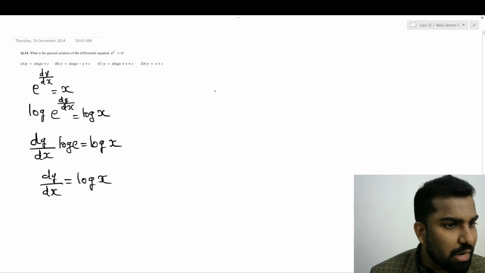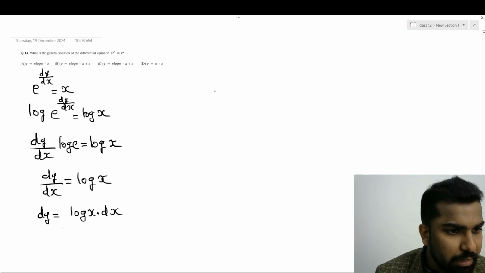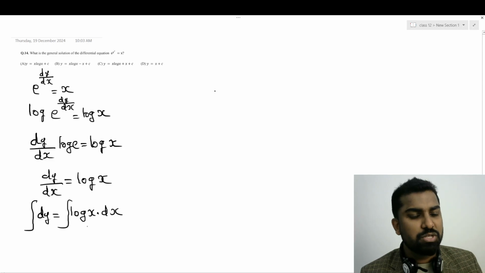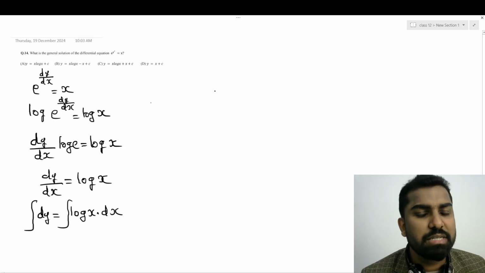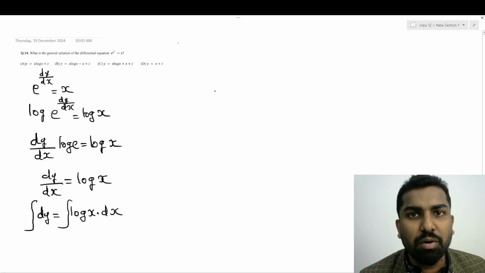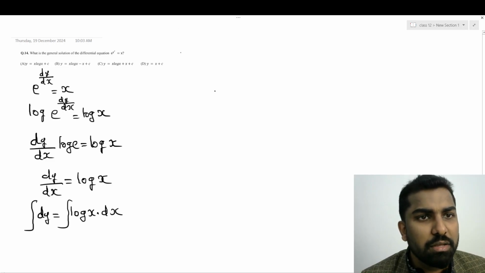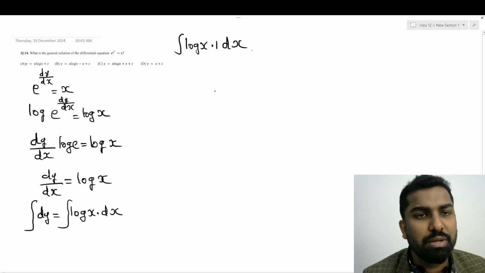Now what we have to integrate. Before that we have to separate the variables. So this can be written as dy equals log x multiplied with dx. Now you have to integrate on both sides. If you want to integrate log x, you have to integrate by parts, following the ILATE order. So log x can be written as log x into 1, so the integral of log x into 1 dx you have to do by parts.